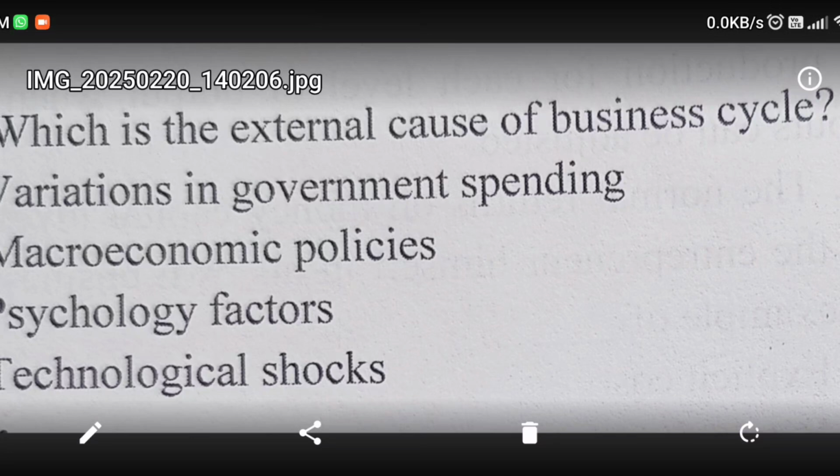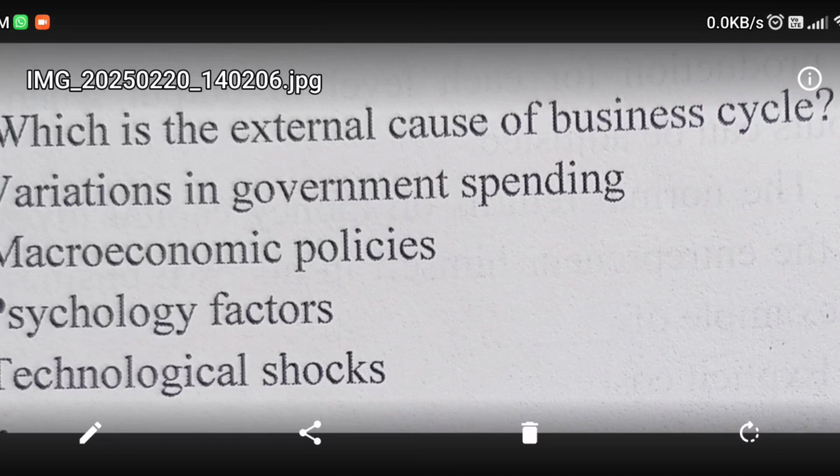Which is the external cause of business cycles? D is the right answer. Technological shocks. Technological shocks, such as sudden advancements or disruptions in technology, can significantly impact the business cycle by affecting production, efficiency, and overall economic output.